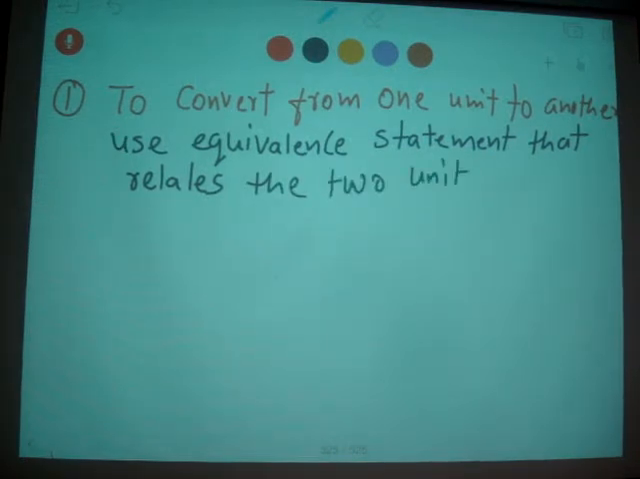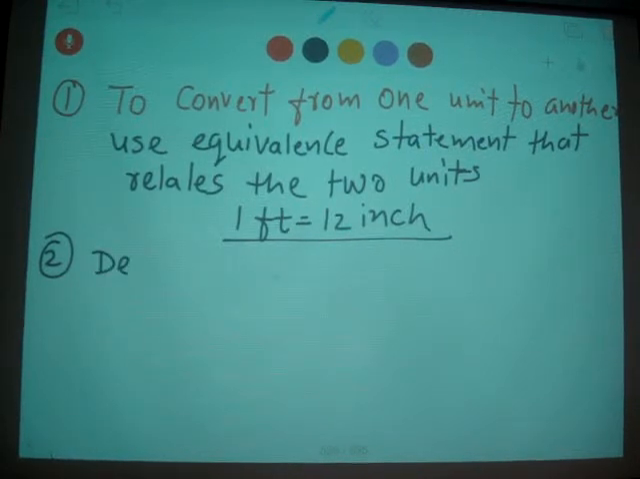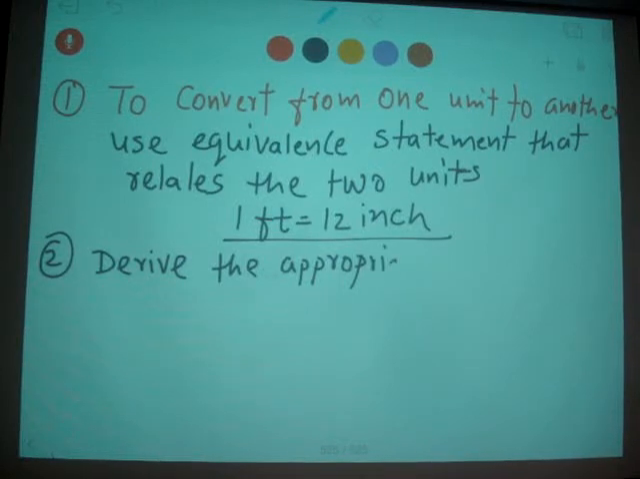Remember, in the previous example, what was that? 1 foot equals 12 inches. We use this one first, right? That equivalence statement. Usually, most of the time, it will be given to you in an exam. Now, once this is given, what do you do next? Derive the appropriate unit factor.